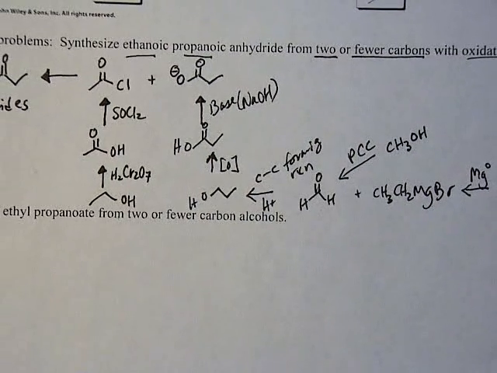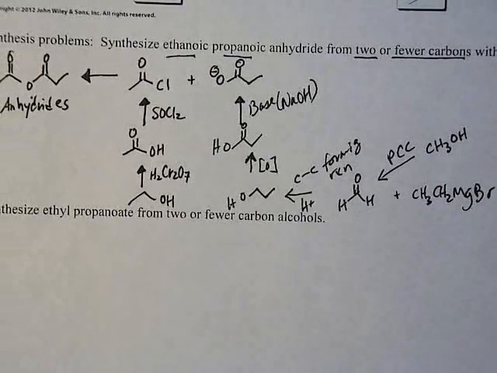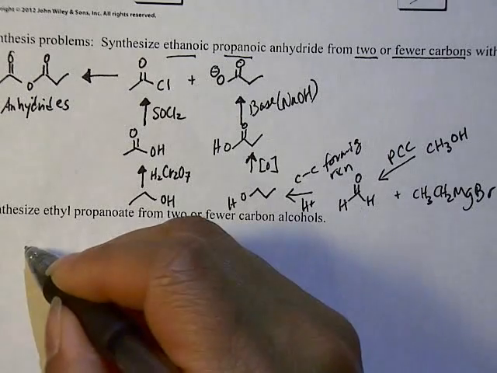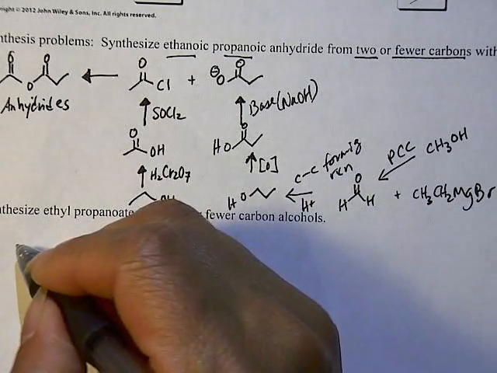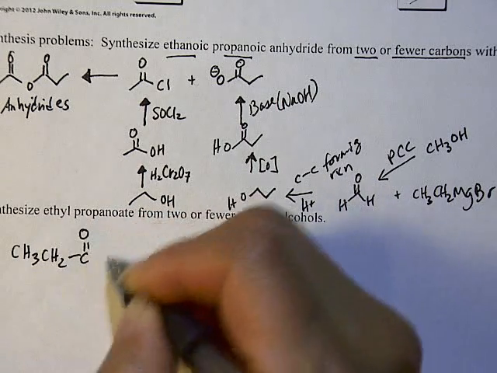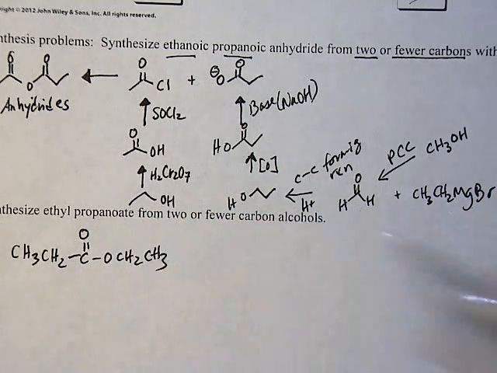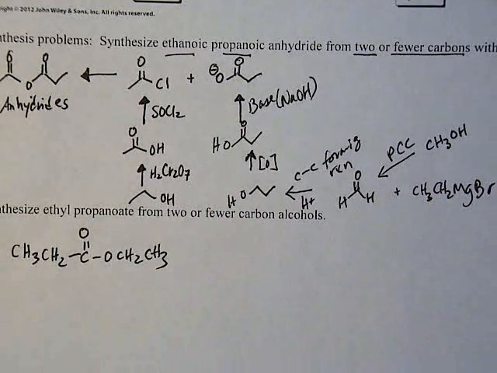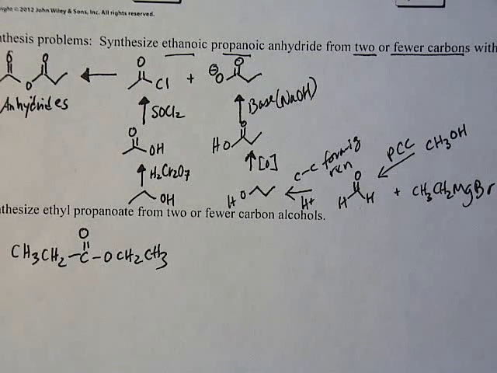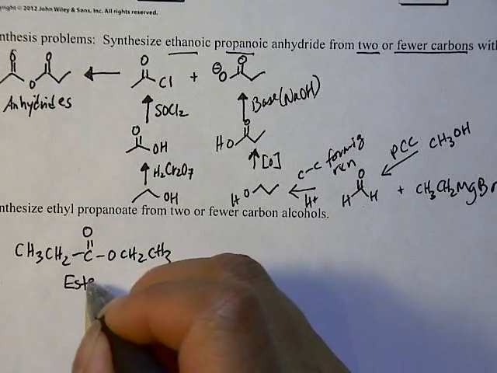All right. The second one is synthesize ethyl propanoate from 2 or fewer carbon alcohols. So let's draw that out from the name first. CH3, CH2, C double bond O, O, CH2, CH3. And once again, we need to go down to 2 or fewer carbon alcohols. So again, recognize the functional group. This functional group is ester.